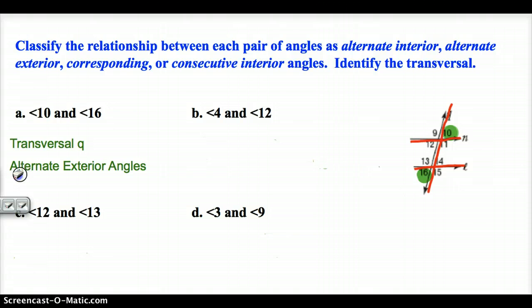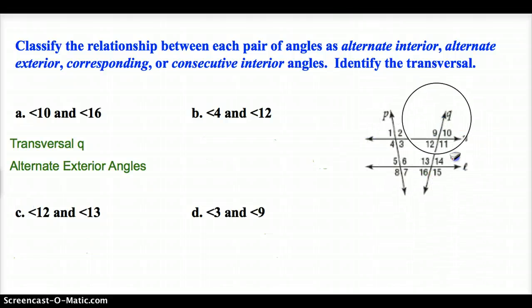Don't abbreviate, people. Make sure you're writing them out completely. We need to make sure that we're spelling them correctly. They're alternate exterior angles, not just alternate exterior. I'm going to clean off my diagram.